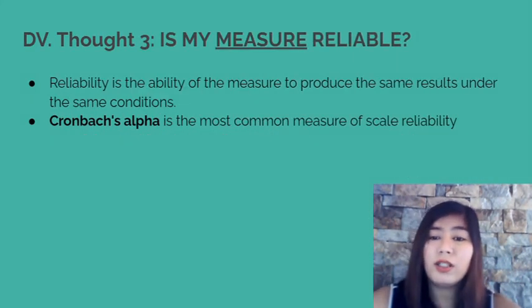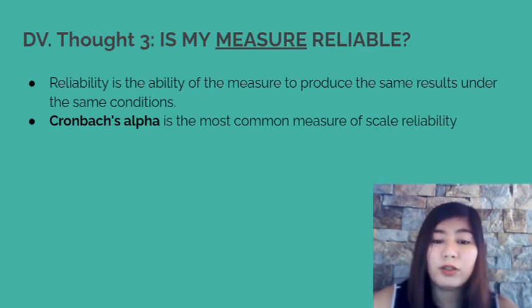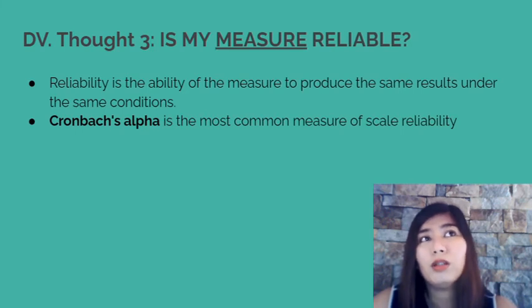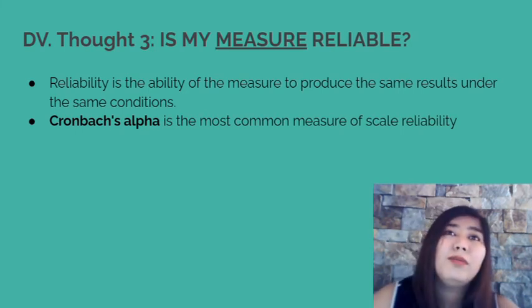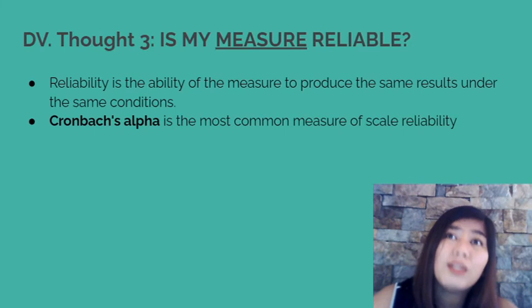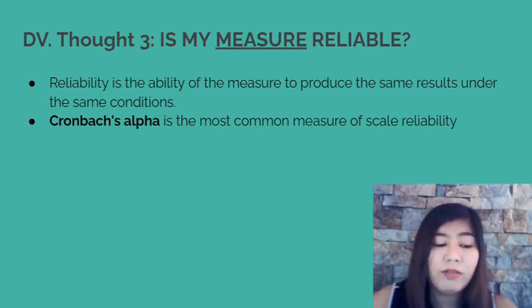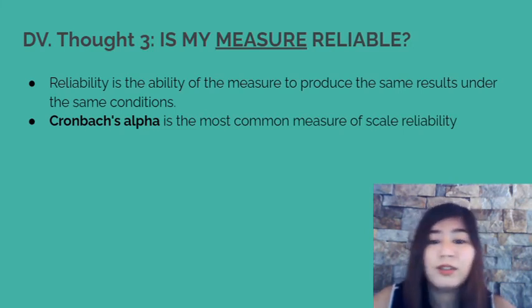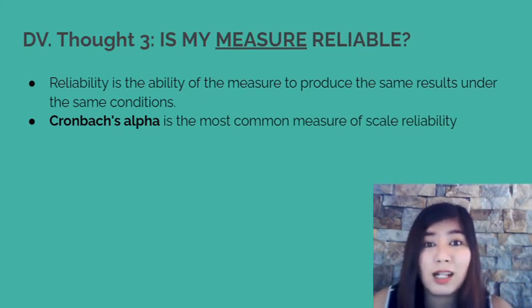You need to also consider the reliability of your measure. It has to have consistency, because it will be difficult to interpret your analysis if you find out that the measure that you're using is not consistent. The typical measure that we use for scale reliability is Cronbach's alpha.